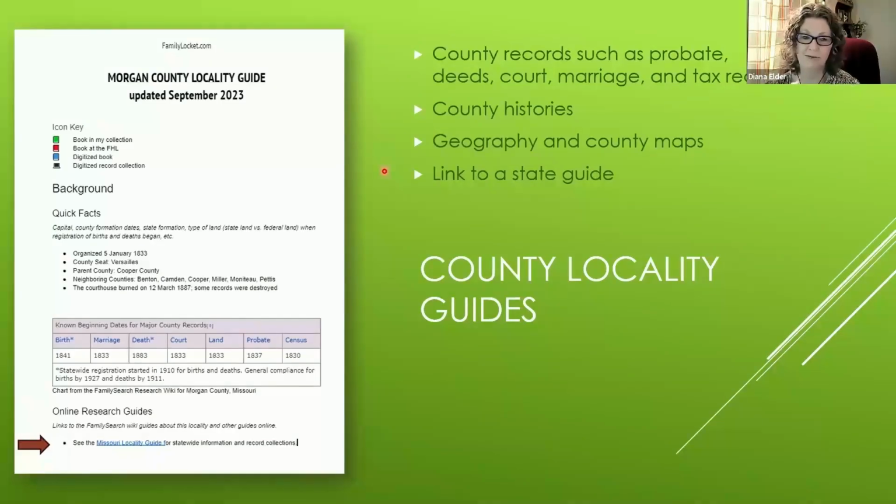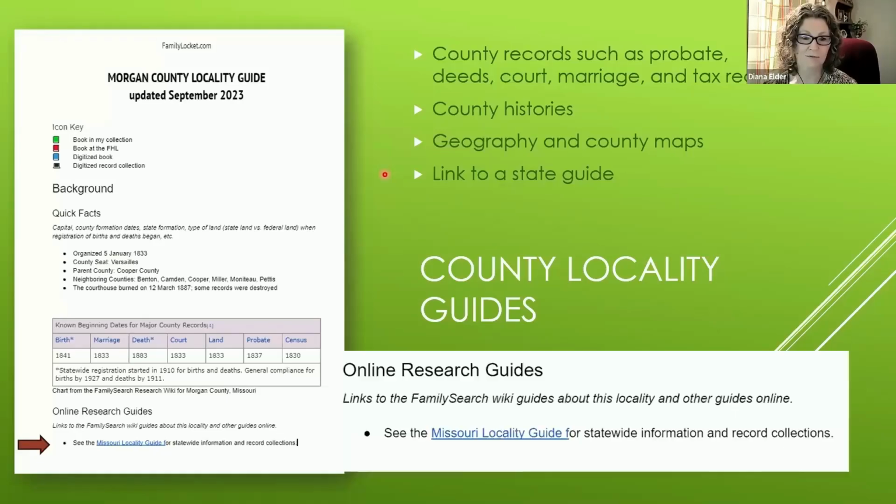And if you have a state guide, one of the tips is that you can have a link to that within your county guide so that you don't forget about it. I do have a pretty robust Missouri locality guide, so I put a link to it right here so I would not forget that I have this great resource. And one of the other things that I've done with my state guides is copy and paste some things from a state guide into my county guide if it is a record type or something that I think will be particularly helpful for the project I'm working on.